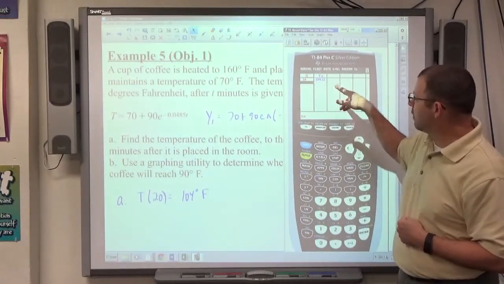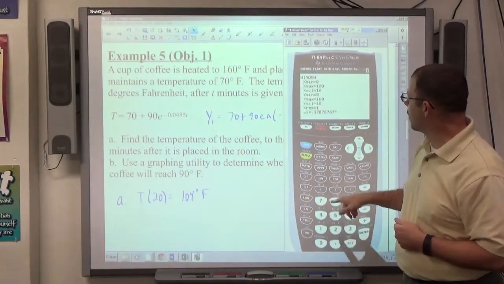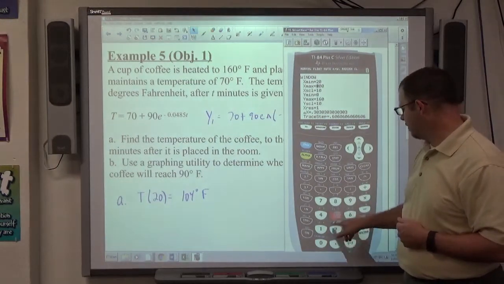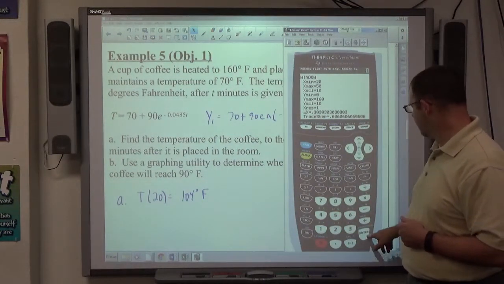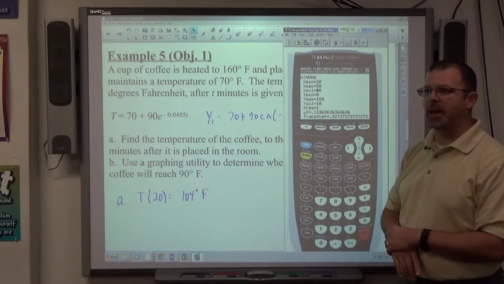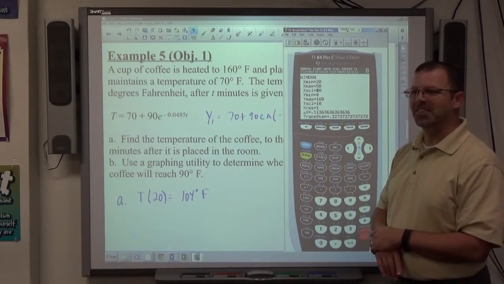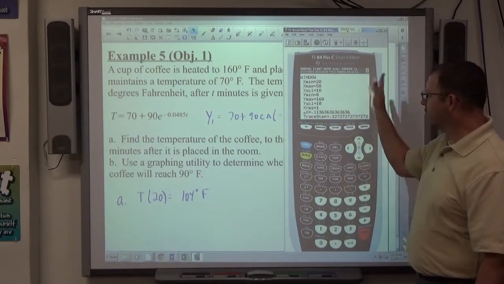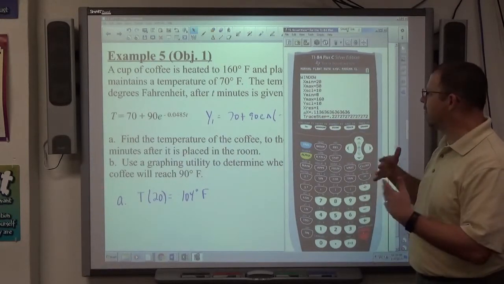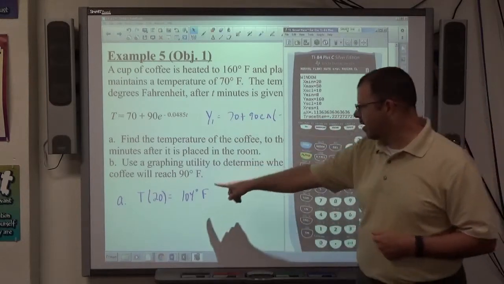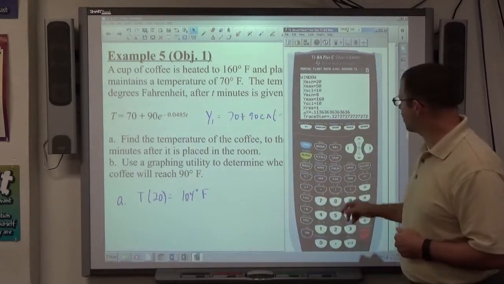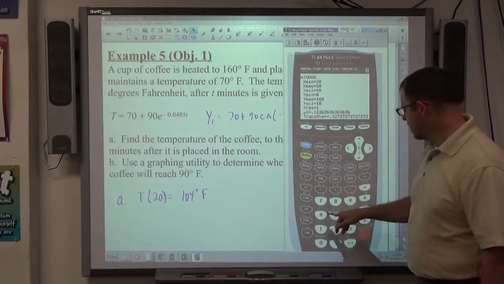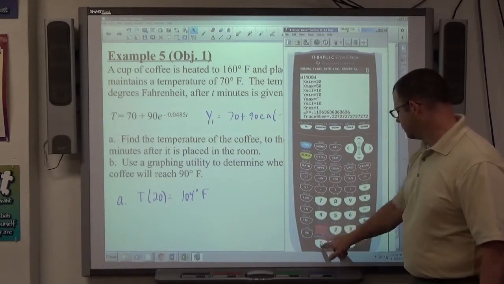So I know it happens sometime after 20 minutes. I'm going to go to window, and go from x equals 20 to x equals, let's say, 50. I'm assuming by 50 minutes it's going to drop that extra 14 degrees. And maybe it does, maybe it doesn't, we'll find out. And then for scale, make it whatever, I've got 10 right now. As far as y min and max, I know at 20 it's 104 degrees, and the minimum it can be is 70. So let's go from 70 to 104.